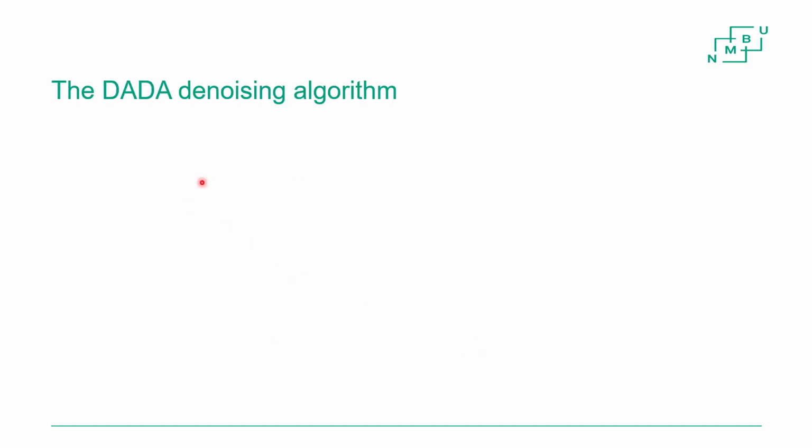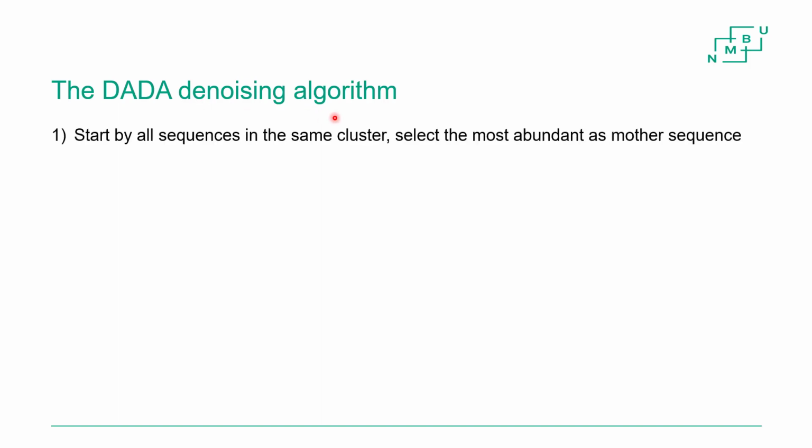Let's have a look at the alternative, the DADA denoising algorithm, and that's slightly more complex. Again, we start with all sequences in the same cluster. Well, this is different, right? We start with all sequences in one super big cluster. And then we select the most abundant as the mother sequence. So that's similar to the previous step. We always start at the most abundant one, the biggest blob.